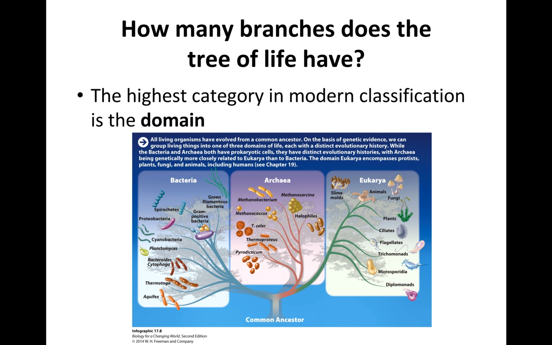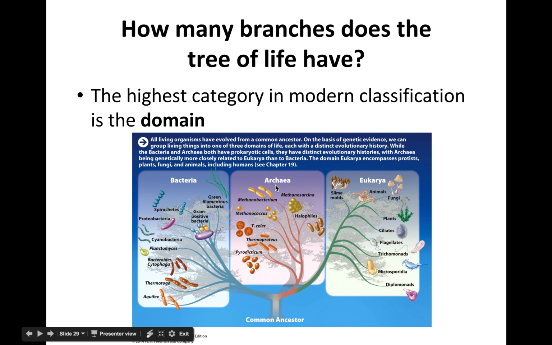The highest level of modern classification is called domain, and there are three main domains. You have bacteria, which are all the bacteria that we talk about on the news, like E. coli and streptococcus and staphylococcus. Then you have archaea, which are another type of bacteria, and these archaea live in very extreme environments. So halophiles are the ones that love salt. You have thermophiles, which love heat.